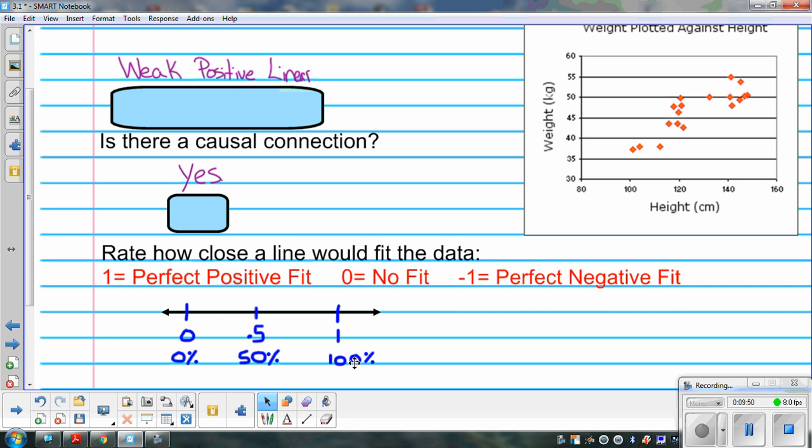So would you say it's 100% straight line, 50% in a straight line, 0% in a straight line? Go ahead and make your best estimate of what number you would assign. If I were going to assign a number, I would say this is probably about a 0.7, 0.8, but if you want to say 0.6, that is fine as well.